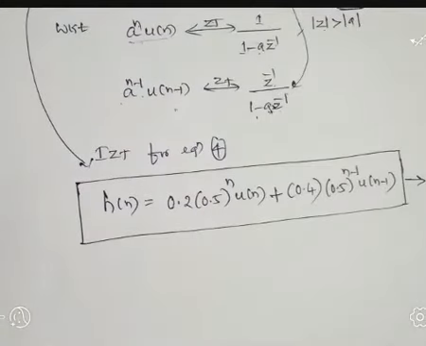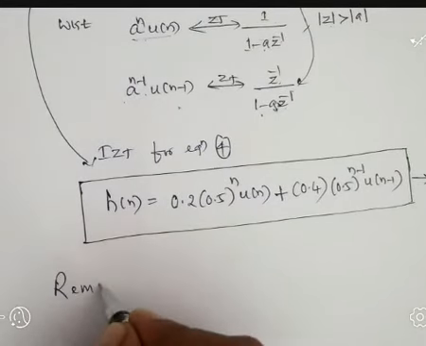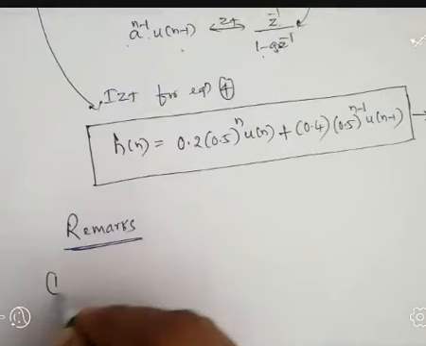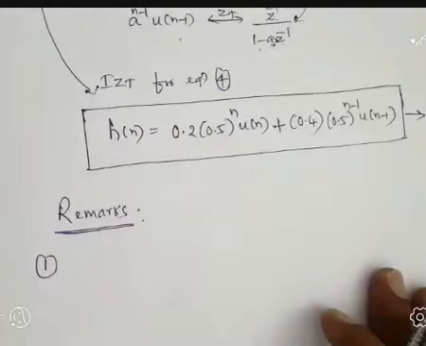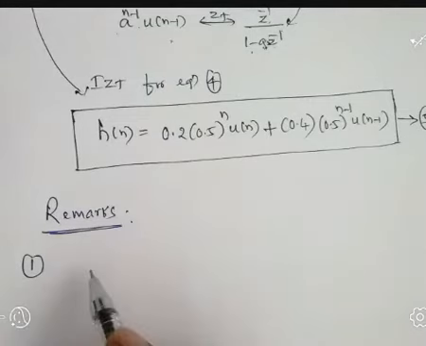What is the first point? Remarks. We can say remarks of this example. What is the first remark? The IIR filter output y of n depends not only on the current input x of n and past inputs x of n minus 1, but also on the past outputs y of n minus 1. So the first remark: dependent on present and past inputs, and past outputs.